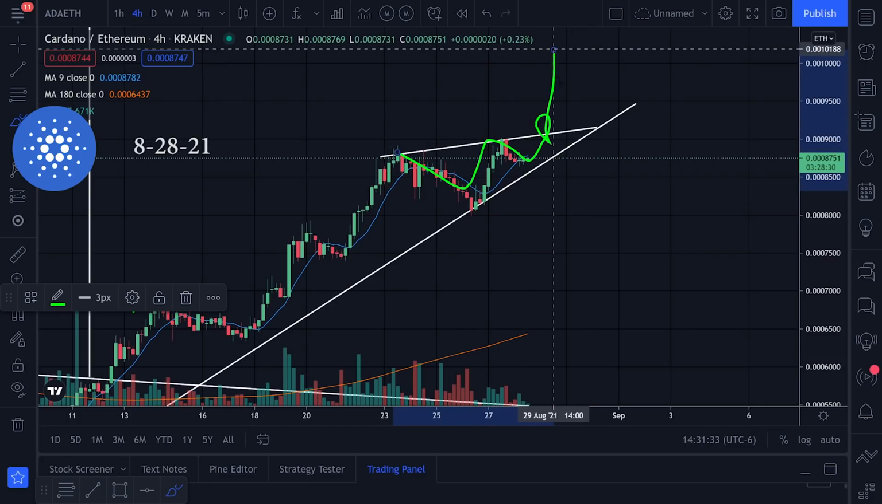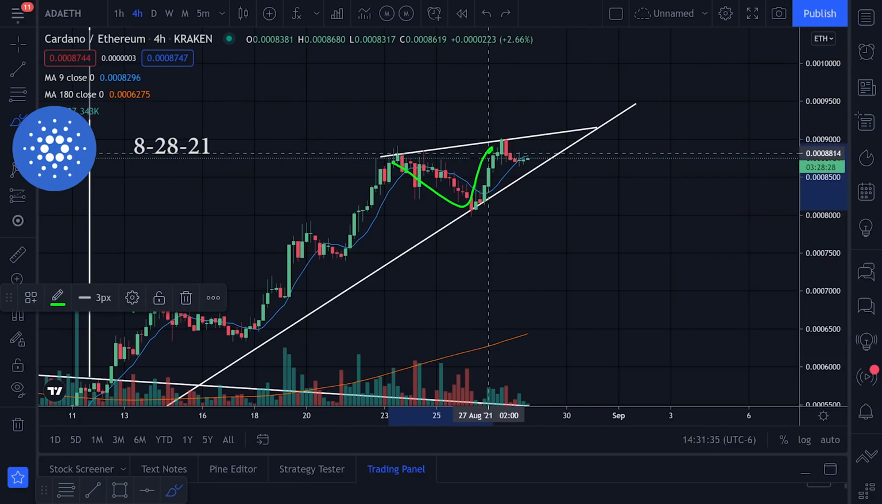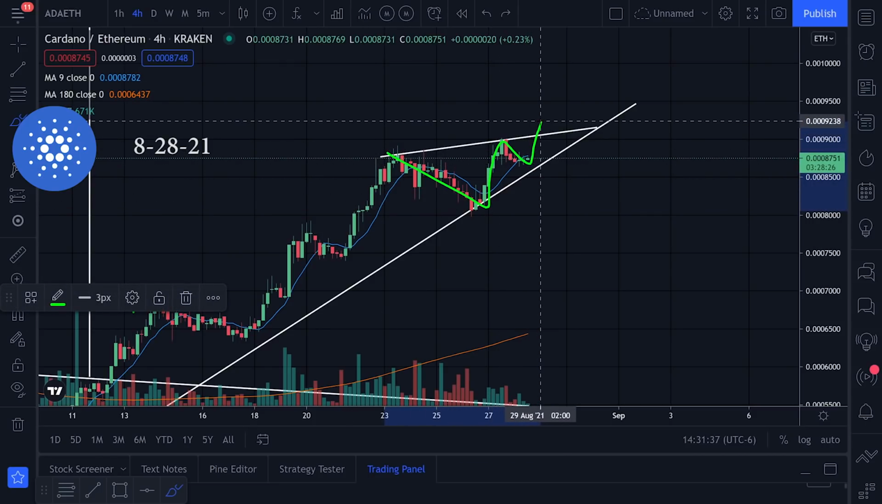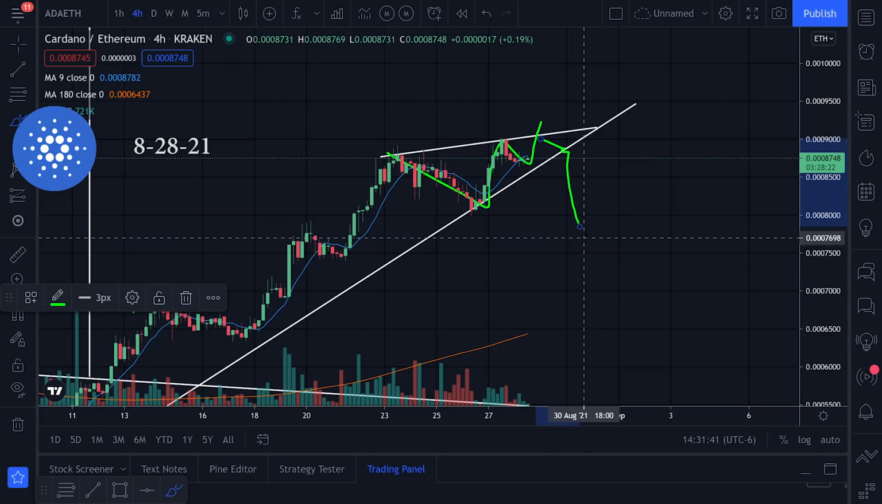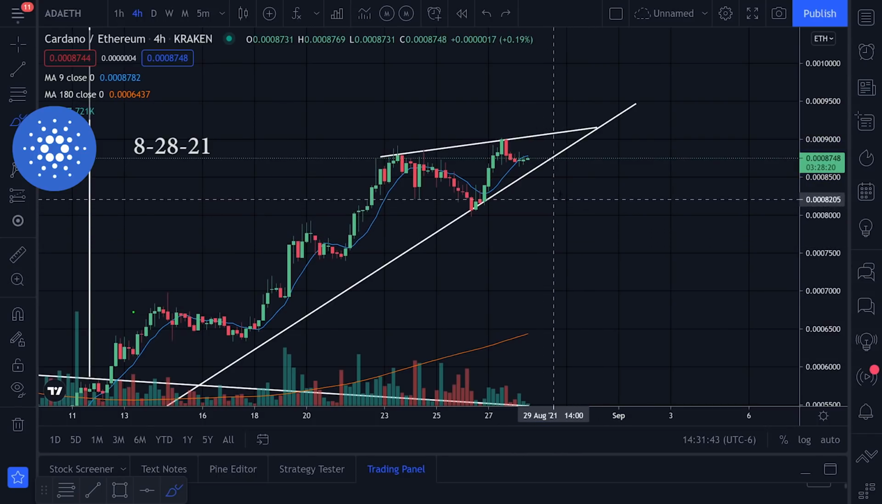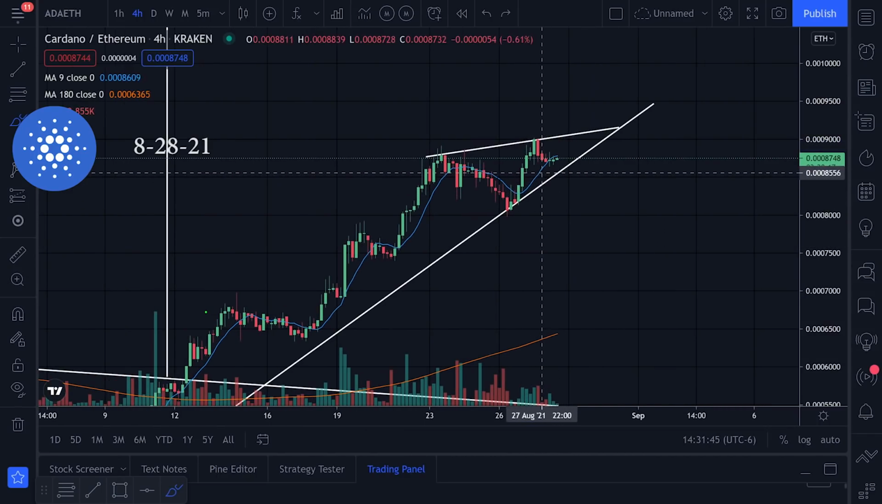Let's see if we could break through on that third one. Let's see, what is it? 1, 2, 3, 4. Or if we have to come down for 5 and break through down right there. We're going to have to wait and see what Cardano does in general.